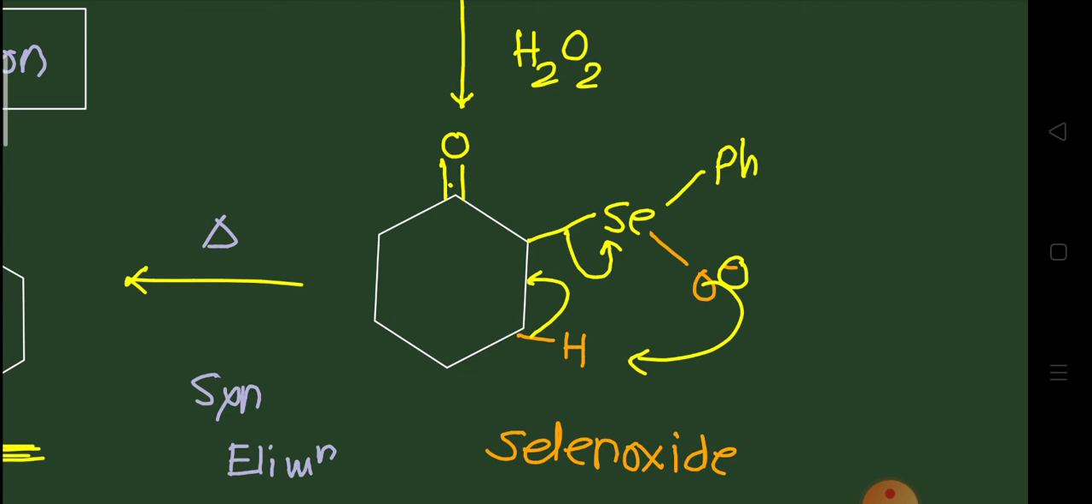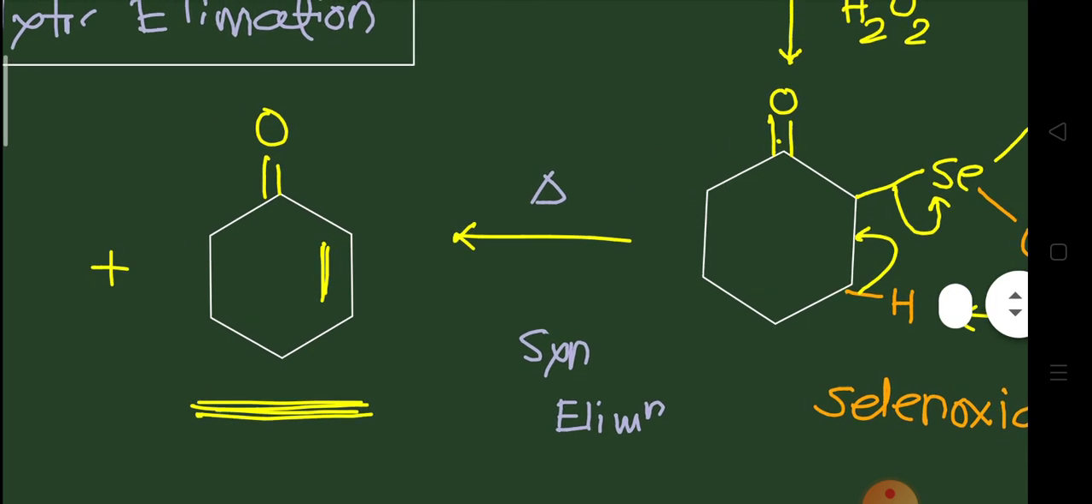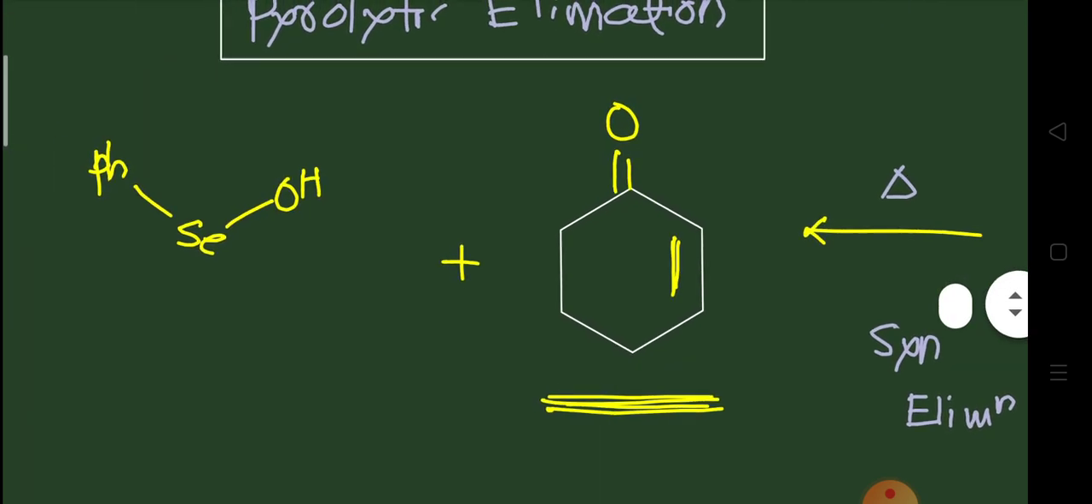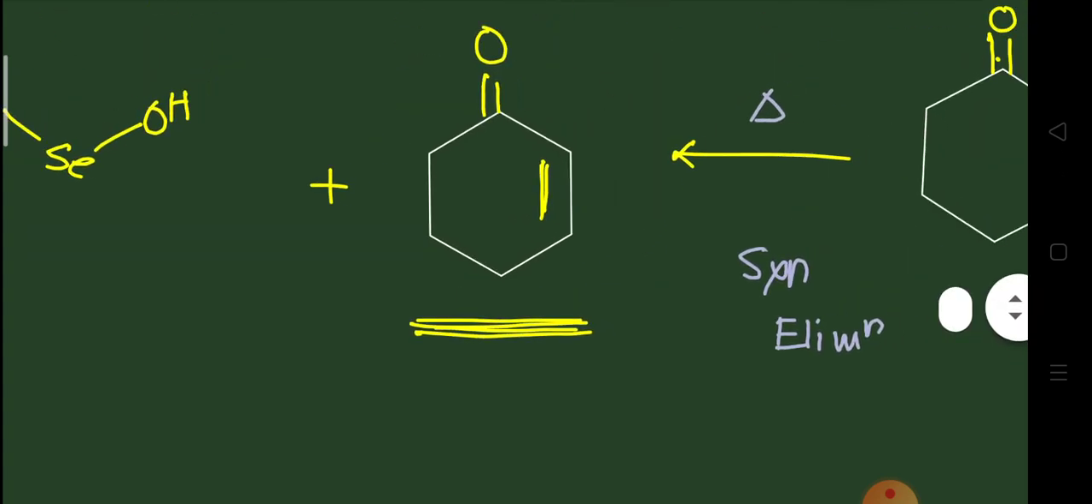Here the leaving groups, the hydrogen and the selenoxide, should be on the same side. This example is called pyrolytic elimination of the selenoxide group, and then the selenoxide group will be eliminated, and finally you will get this product. So, simple cyclohexanone is converted into cyclohexenone, one of the best applications of that reagent. So, in this way, these are the applications of the reagent that are useful in organic synthesis.